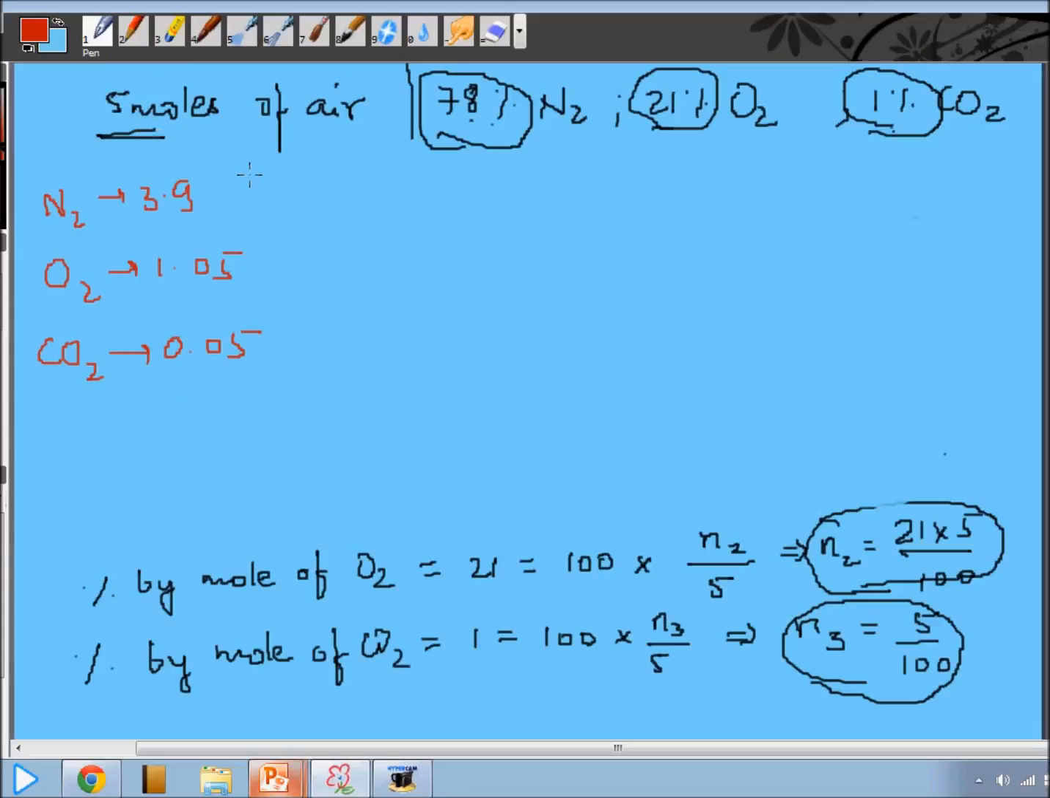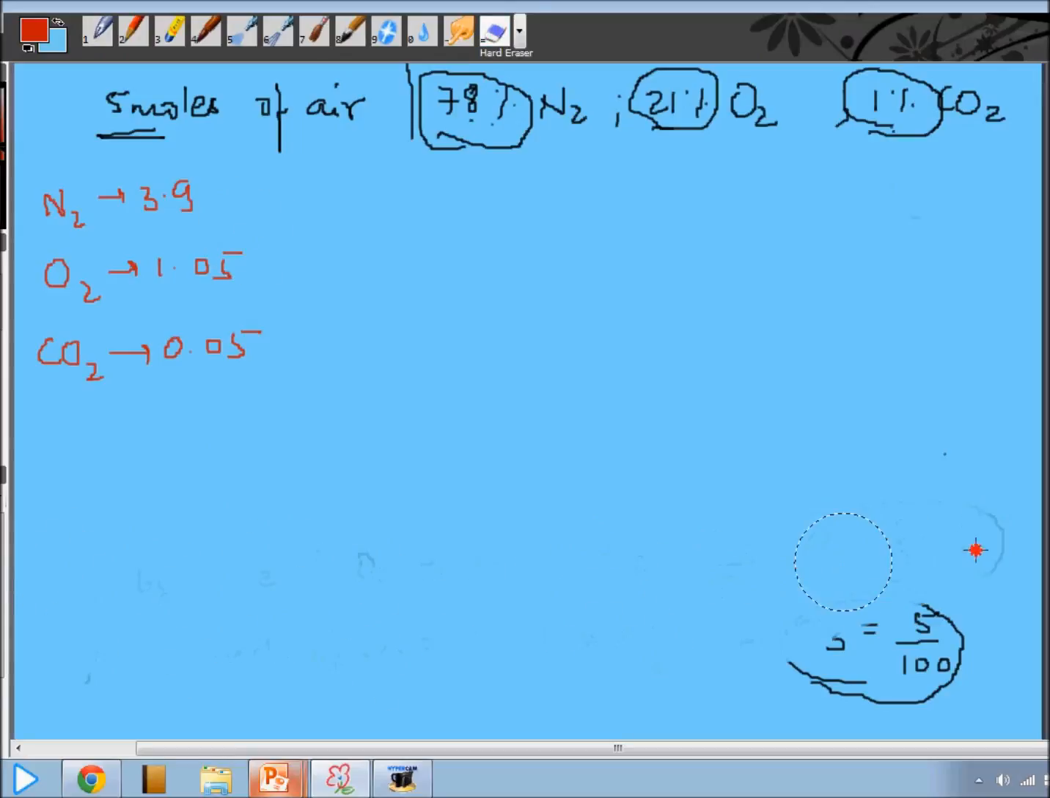So now let's move on to our second part. You have to calculate mass composition. Now just like percentage by mole, we have the formula for percentage by mass. We don't need this anymore. Let's get rid of that. So now, percentage by mass.